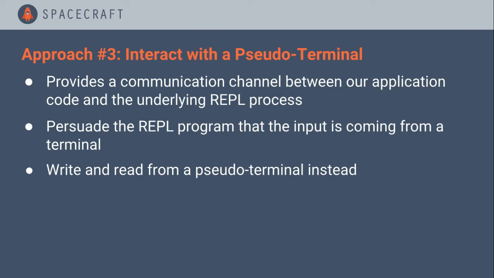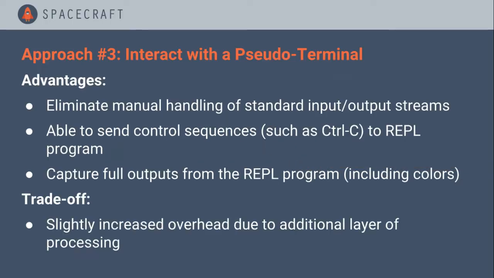Now, there are a few advantages with this. First of all, we're going to eliminate all the handling of the separate input and output streams. All that mess can go away. We're also able to send control sequences such as Control-C from our application to the REPL program, and it will work as if a user is typing Control-C on a terminal. We can also capture all the outputs from the REPL program, including colors as well.